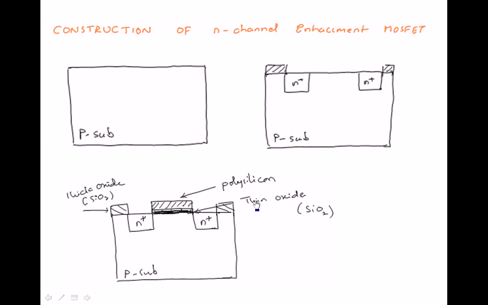There are two types of silicon dioxide layers used. One is thin oxide, which is going to be below the polysilicon, and the other is thick oxide. Thick oxide is nothing but this one. So what is the importance of thin oxide and thick oxide? As the name implies, thin oxide is one whose thickness is very small compared to thick oxide. So it is around 1/10 of thick oxide.